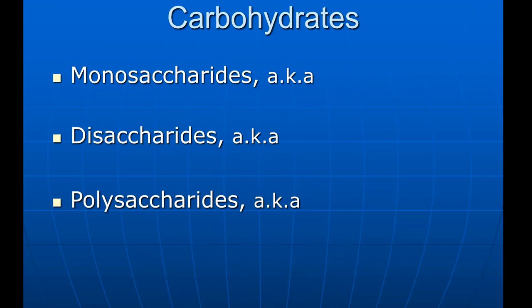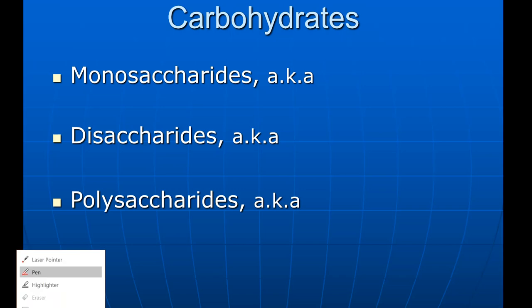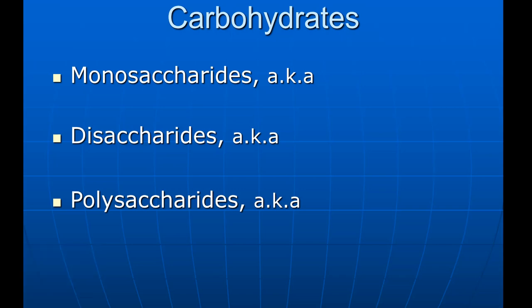All right, there are 3 types of carbohydrates. There are monosaccharides, which are also known as simple sugars. There are disaccharides, which are also known as double sugars. And finally, there are polysaccharides. Now, poly, you might remember, means many. So polysaccharides are big molecules. They're also known as complex carbohydrates. So we have simple sugars, double sugars, and complex carbohydrates.